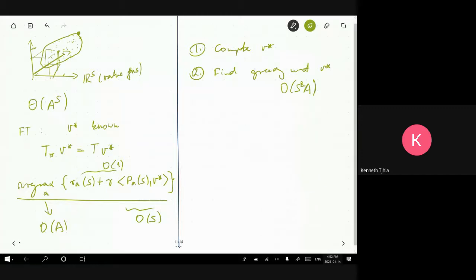And lo and behold, the second part of the fundamental theorem said that TV star is equal to V star. It's probably not clear that this makes me hopeful, but if you see something like this, it is called a fixed point equation, and one of the first ideas that comes to mind is a fixed point iteration. So you start with an arbitrary V0, maybe the all zero function.